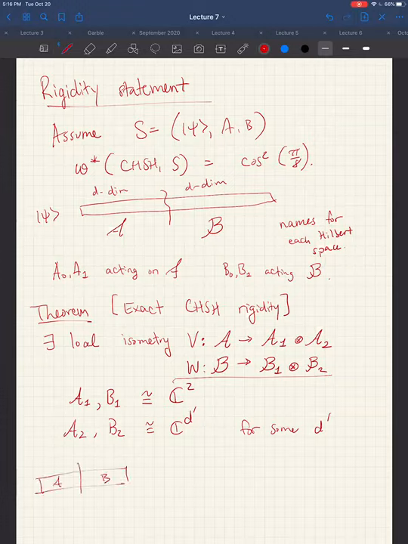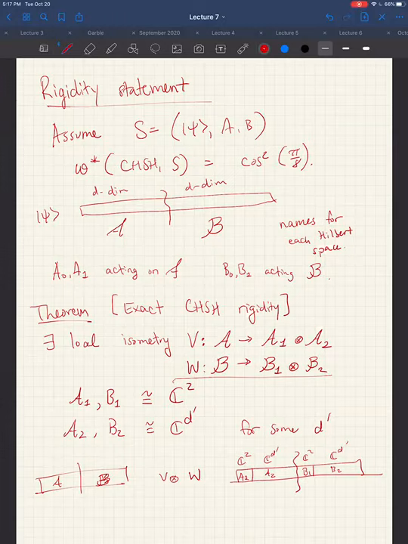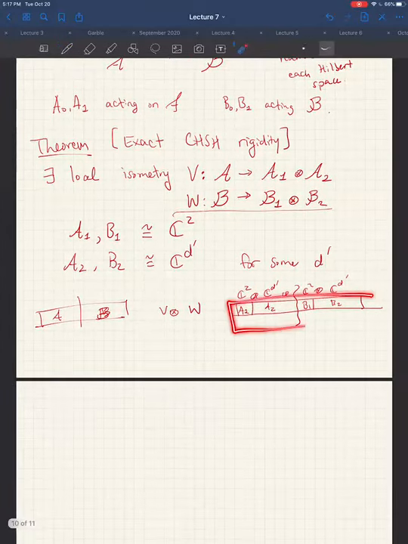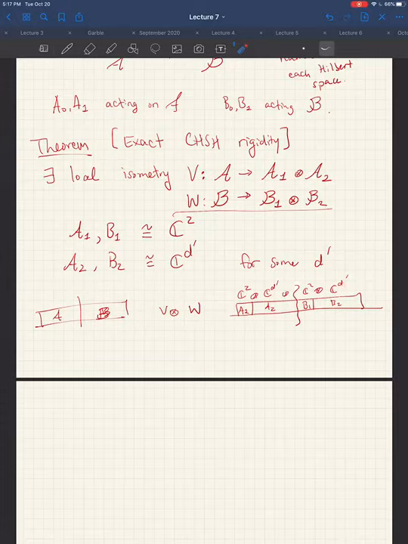So, when you apply V tensor W to these two spaces, you're going to see a slightly more complicated space where there's A1 and B1 here, and this is going to be a two-dimensional space, enough to hold one qubit. And there's going to be A2 and B2. This is going to be a larger space, but we call it the junk space because we don't really care what's happening here. Put together, this space is going to be C2 tensor CD prime, tensor C2 tensor CD prime. So that's what these linear maps are going to do.